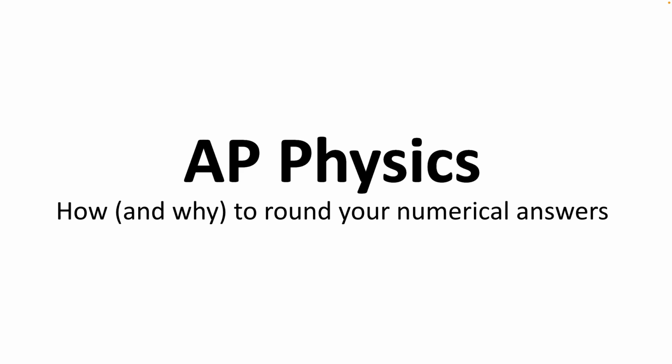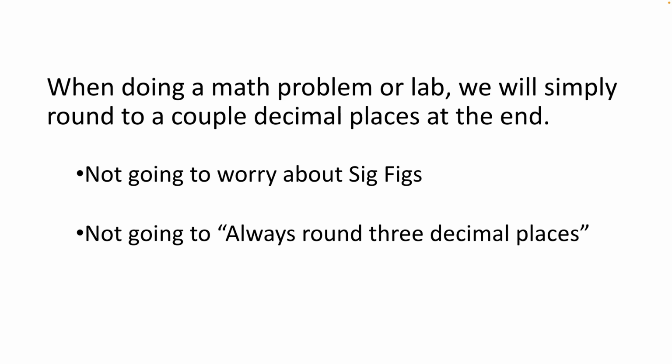Let's talk about the scientific way to write down final answers when doing a lab activity or a homework assignment. When it comes to decimals, the rule that we're going to follow is there is no rule. We are simply going to write down one or two places after the decimal. We're not going to bother with sig figs. If you don't know what sig figs are, then don't worry about it since we're not going to use them.